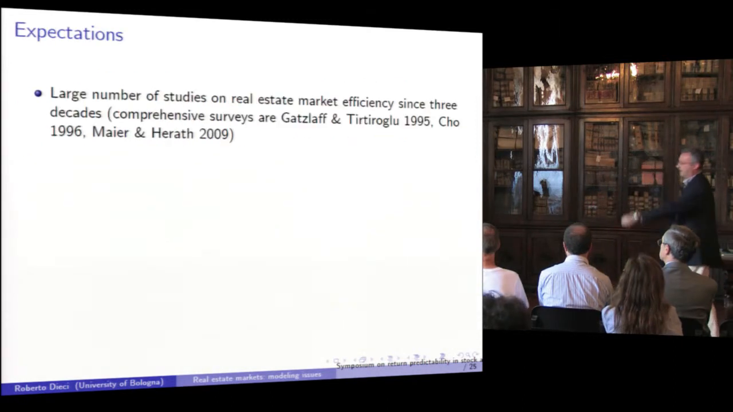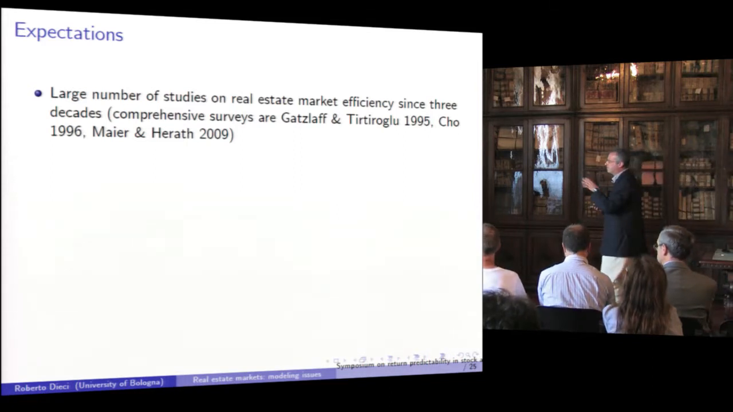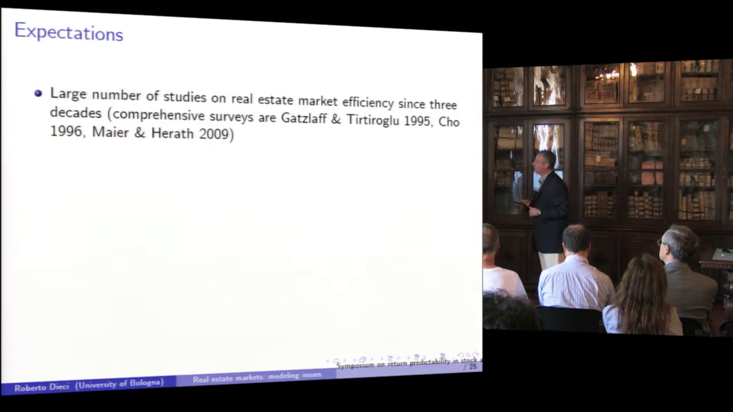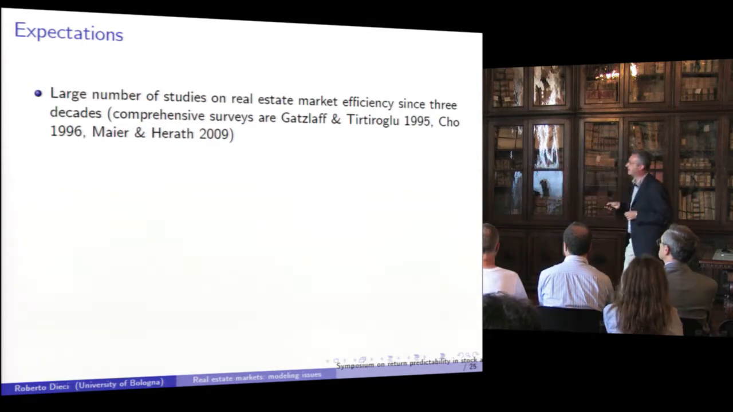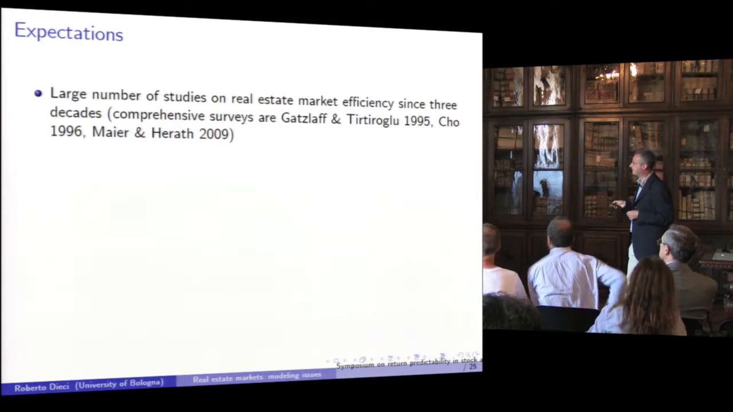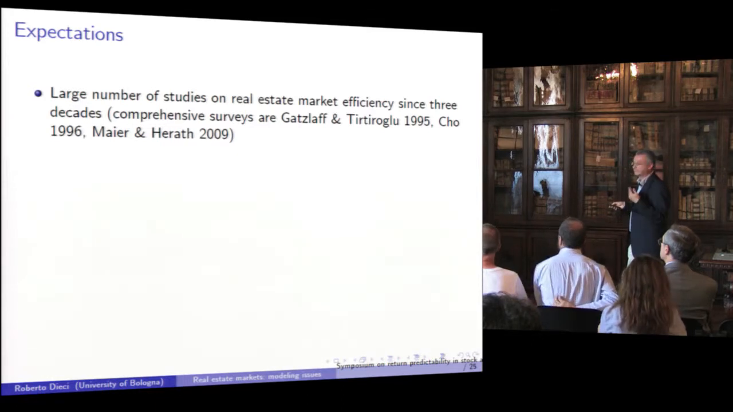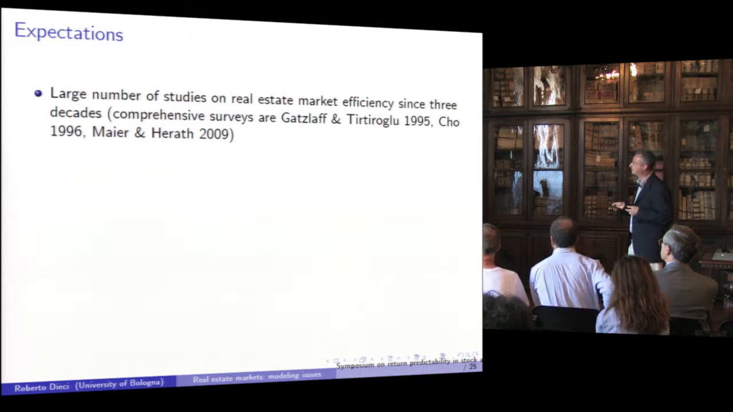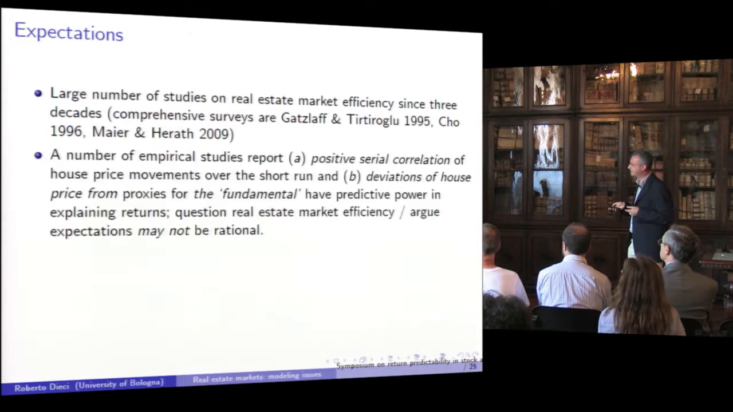Expectations. This is probably the part of the talk which is somehow related with predictability. There is a large number of studies on real estate market efficiency since at least three decades. There are comprehensive surveys about this. To my knowledge, this is the most recent one, most cited in recent years.